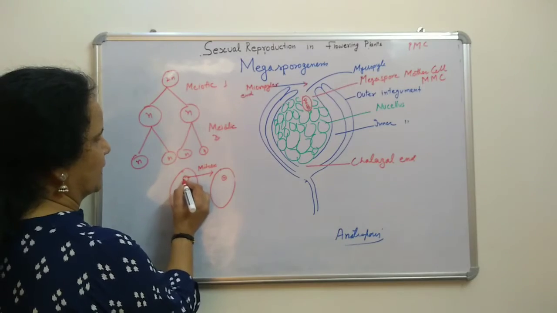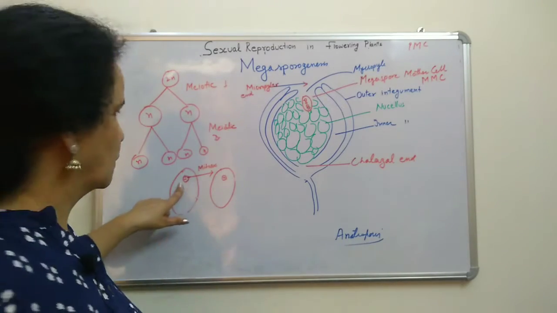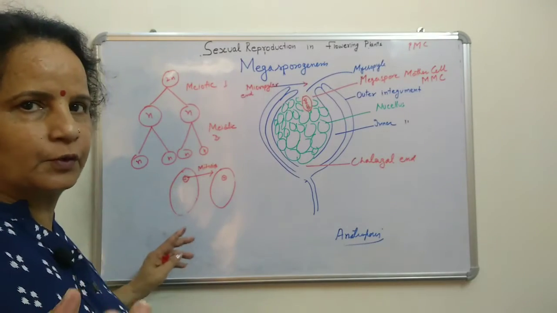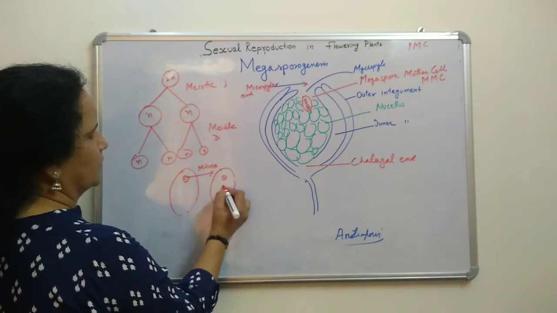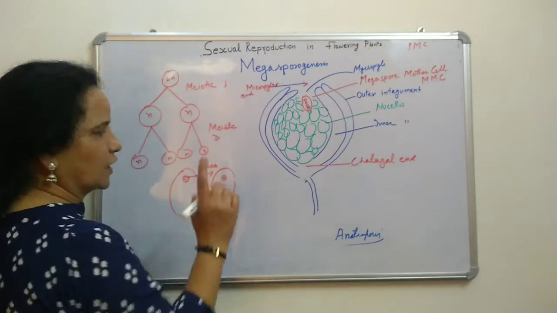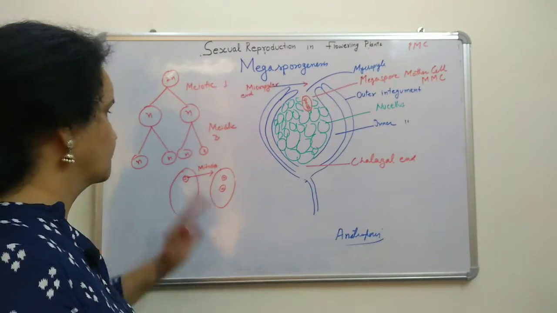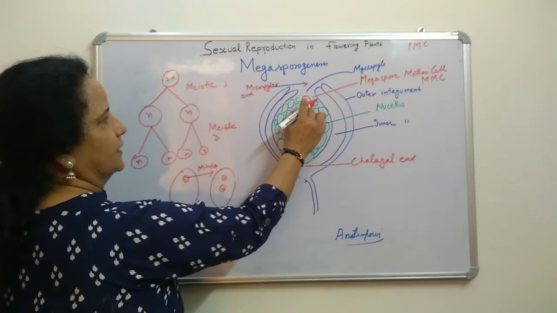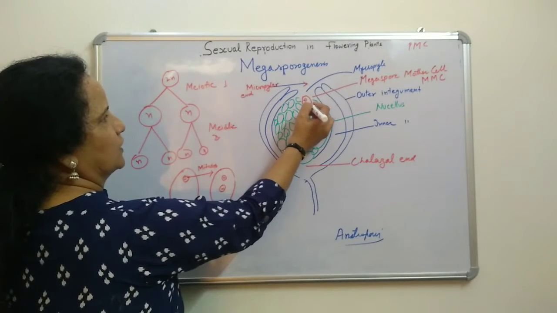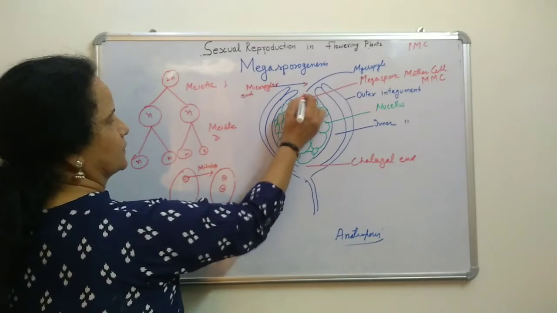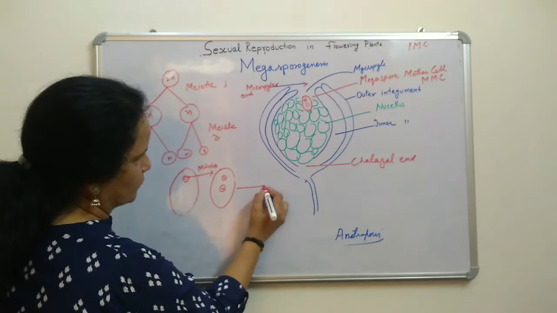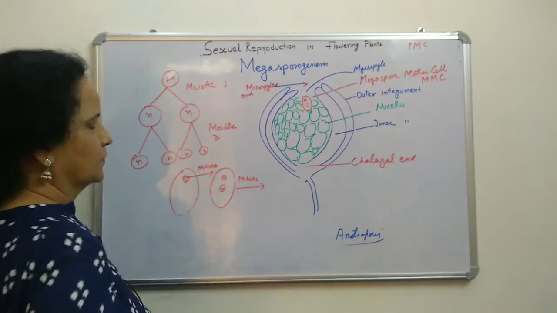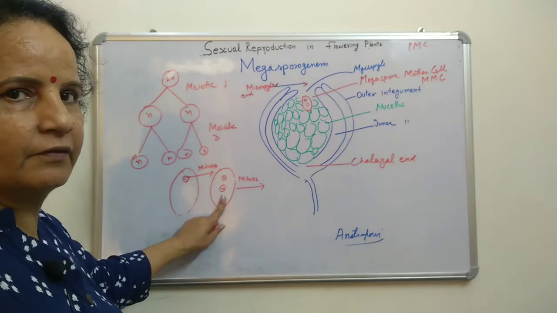As you see, in this mitosis only two daughter cells are produced. So then we have two nuclei here. No cytokinesis will take place till now. The three degenerate, and then we have two nuclei, both are N. After this, mitosis will occur again.